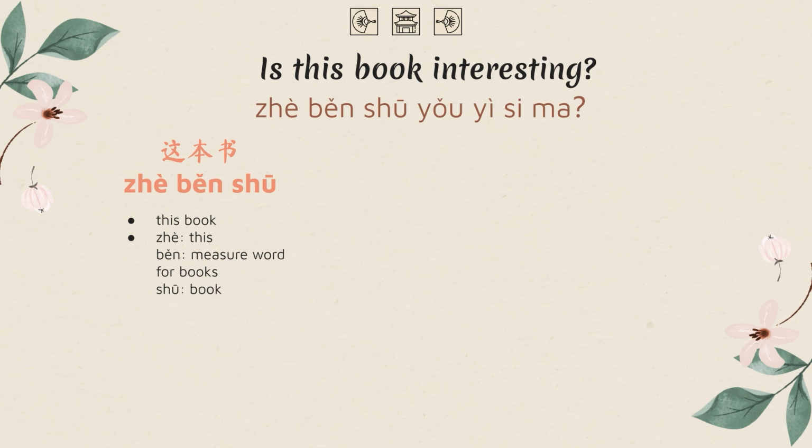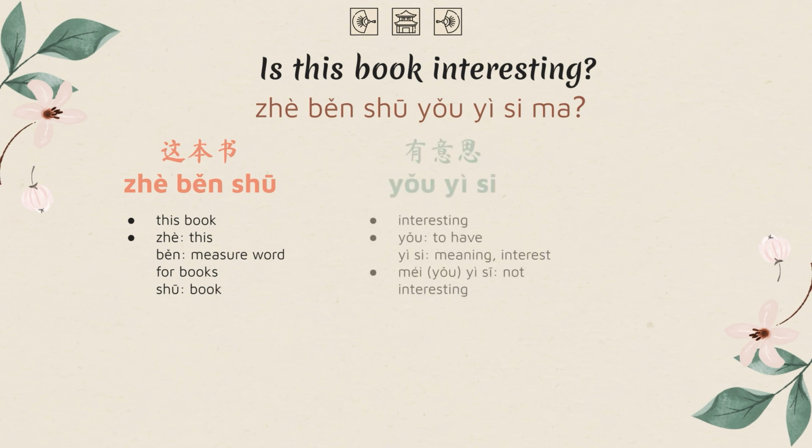本 is a measure word for books. 书 means book, so 这本书 this book, 有意思。有意思 means interesting. 有 means to have, 意思 could mean both meaning or interest. So if something has interest, then it's interesting. 有意思。The opposite of 有意思 is 没有意思 or just 没意思, because 没有 means to not have, so not interesting.